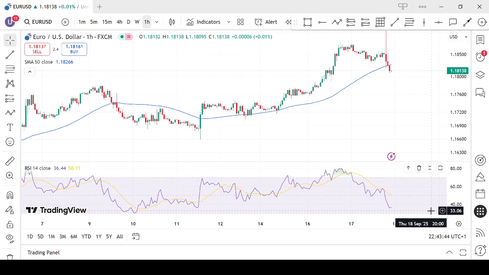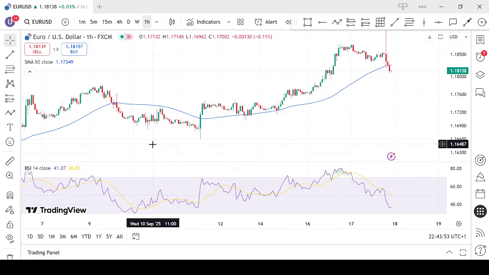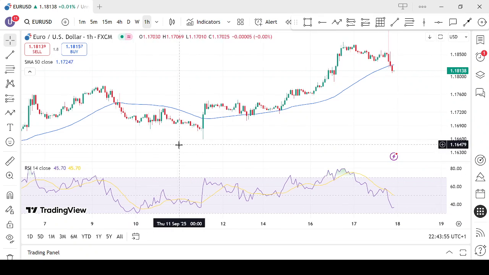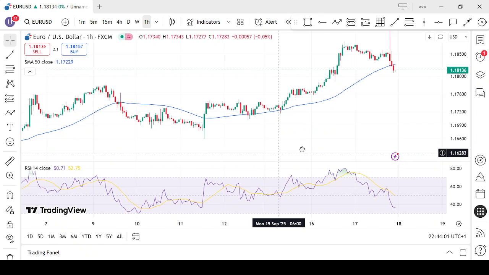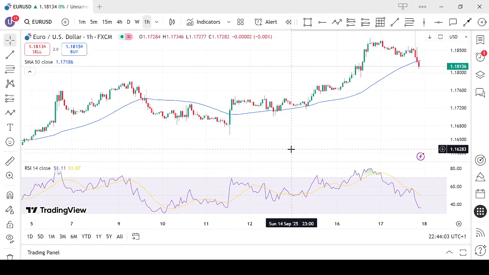These two indicators work together. The simple moving average shows the trend direction, while the RSI, which is the relative strength index, confirms whether the momentum supports or continues the move or signals a likely reversal. This is basically what you need to do.